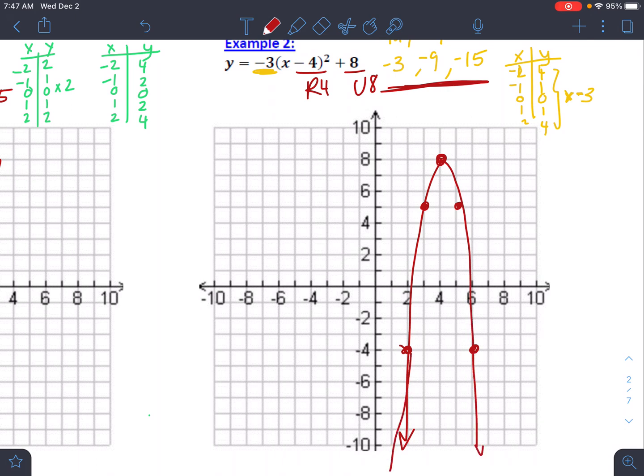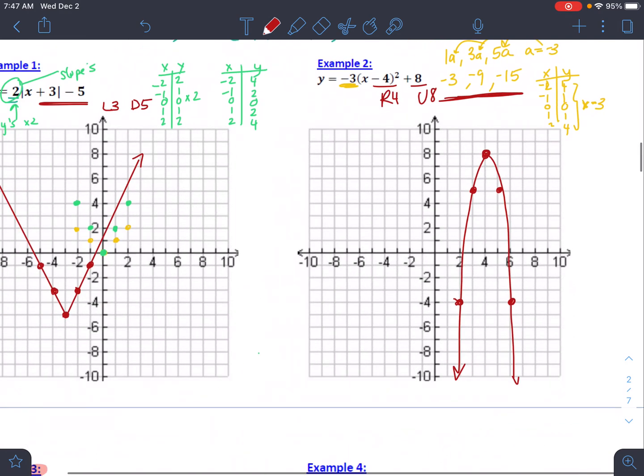The arrows should be slightly going to the left and slightly going to the right. Okay, and they shouldn't curl back in like this. That wouldn't be a function. So that is my final graph.